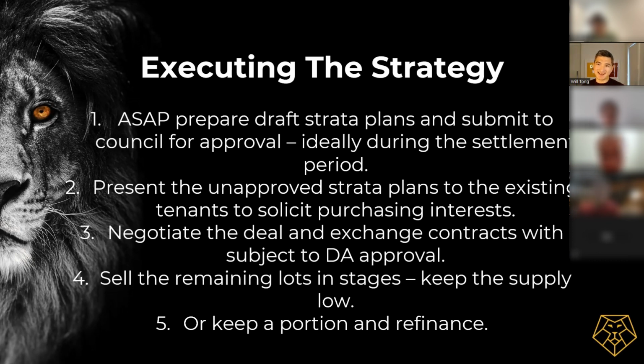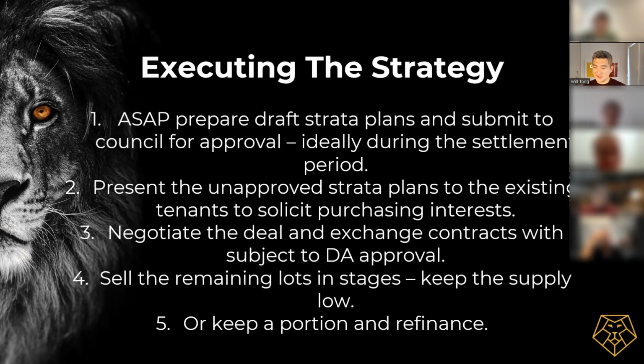So the next part is how do you execute the strategy? Which is kind of what I've just covered. Step one is to prepare the draft strata plans as soon as possible and submit them to council for approval, ideally during the settlement period, for the reasons I've just explained. Number two, once the plans have been lodged, present these unapproved strata plans to existing tenants or occupiers to solicit purchasing interest. Half of them might say yep, I'm interested, half of them might say no.